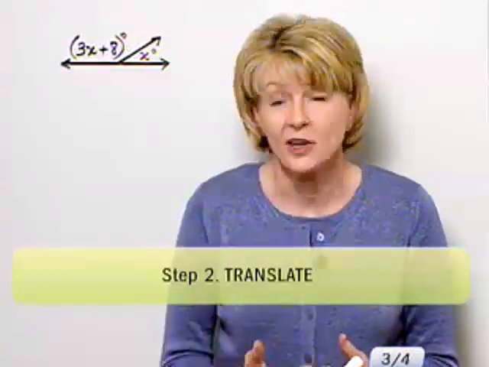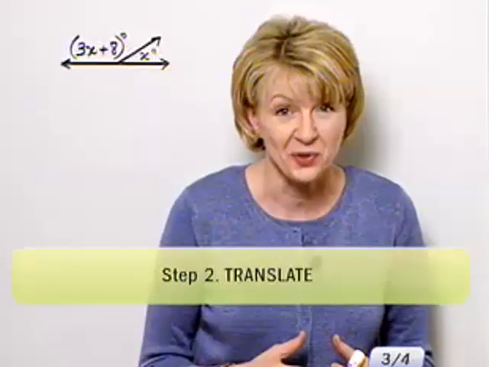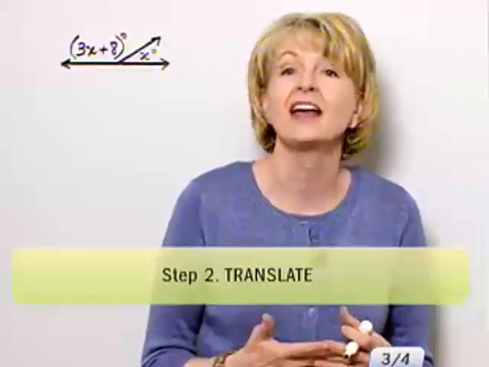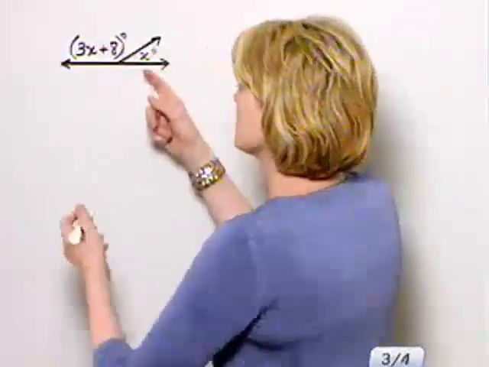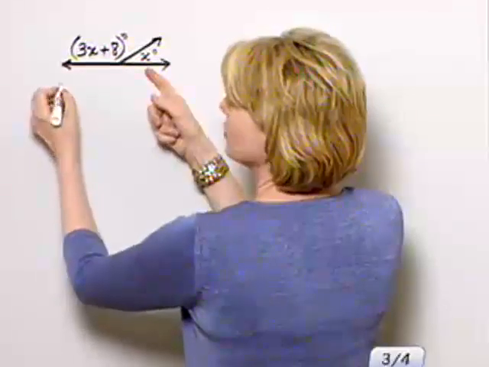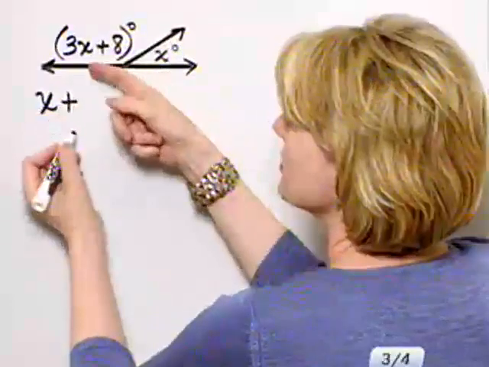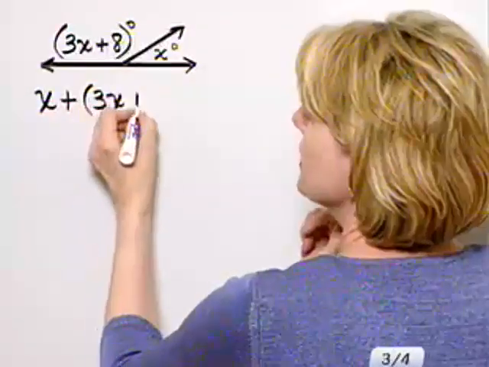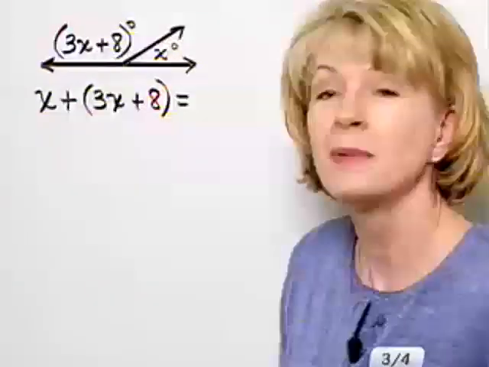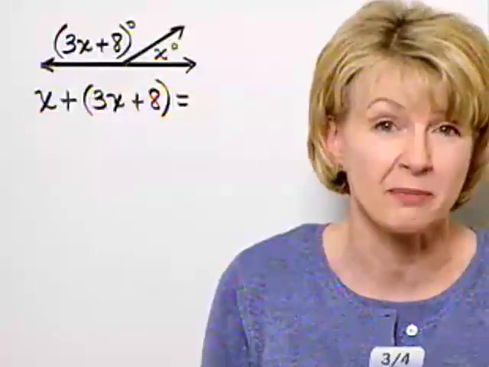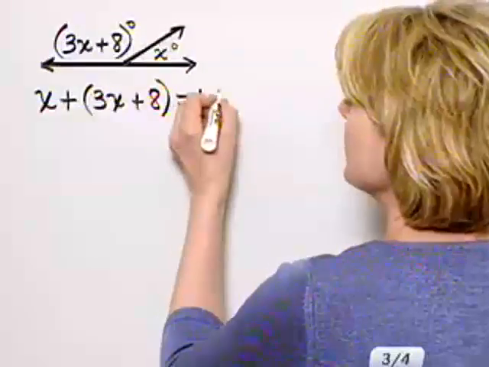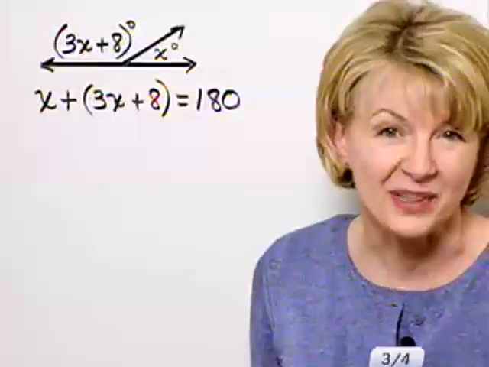Now, step 2, how can we translate to an equation? What do we know here that we have not used? We haven't used the fact that these angles are supplementary, which means their sum is 180 degrees, and we can use that to translate to an equation. So in other words, the angle measure of this angle, I'll just use x, plus this angle, I'll use 3x plus 8. What must that sum be in order for them to be supplementary? It must be 180, representing 180 degrees.